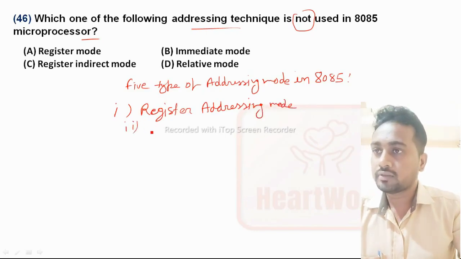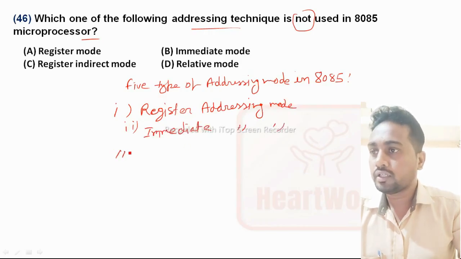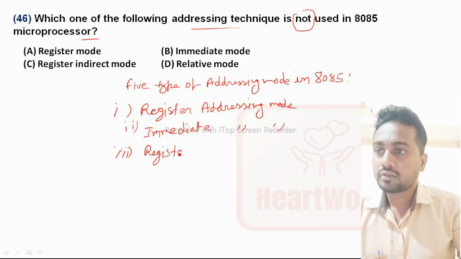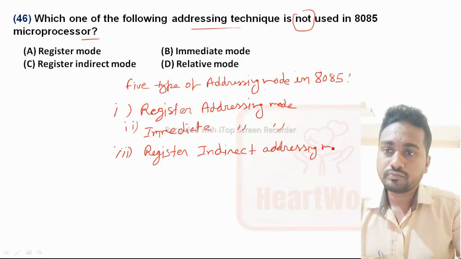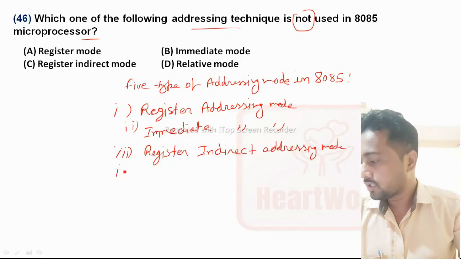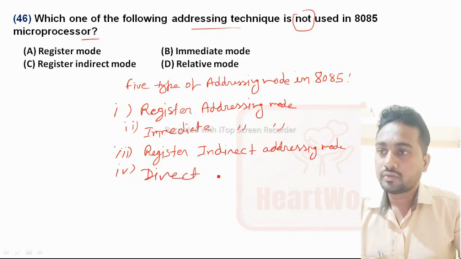The second one is immediate addressing mode. The third one is register indirect addressing mode. The fourth one is direct addressing mode.